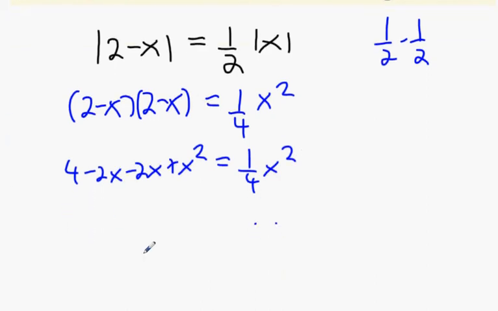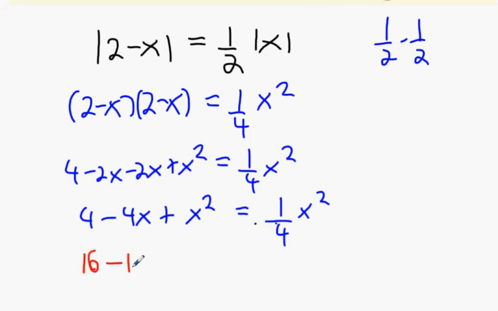What are we not happy about here? The quarter. The quarter is not making things nice. Okay? Anybody have any suggestion on how to get rid of the quarter? So multiply both sides by 4. Maintains the balance, right? So we're going to multiply this side by 4 and then multiply this side by 4. 16 minus 16x plus x squared equals x squared.